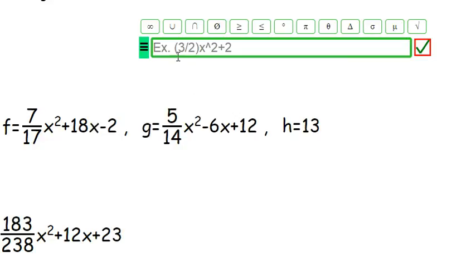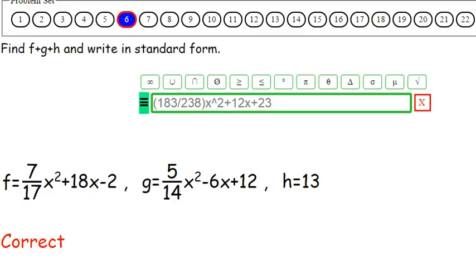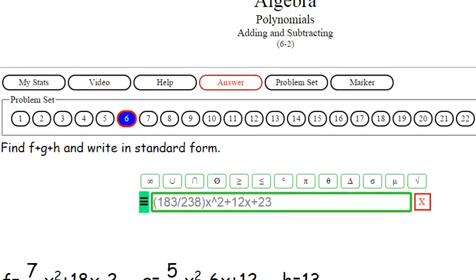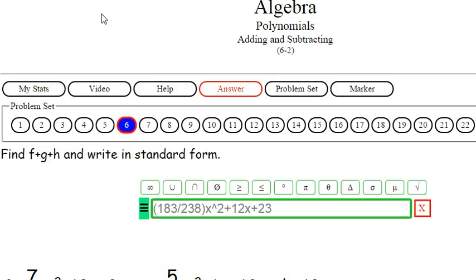Now, as you can see here, we're going to put that coefficient in parentheses. So 183 over 238, x quantity squared plus 12x plus 23. Let's click the check. Correct. I always hold my breath. You never know what it's going to say. I mean, it's either going to say correct or not correct. Okay, so that takes care of that.